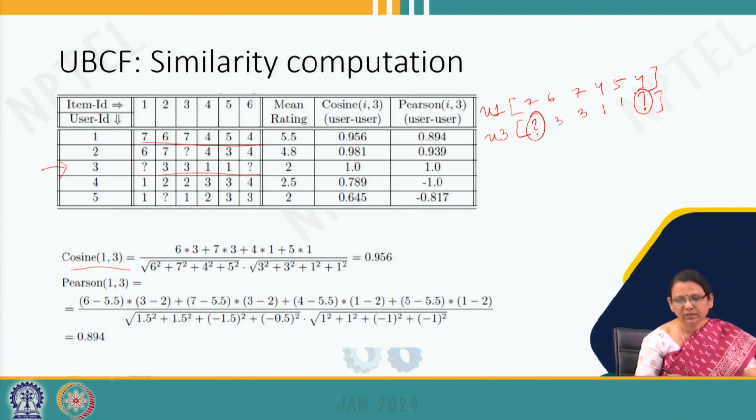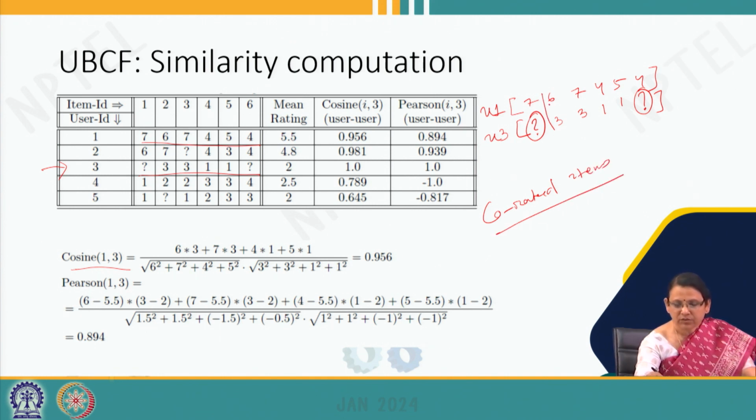For that prediction we need to find the similarity between U1 and U2, U1 and U3. How do I find similarity? Based on co-rated items. Who are the co-rated items here? These 4 are the co-rated items. So, while comparing user 1 and user 3, our vectors will be these four, and not these two, because they are not co-rated.